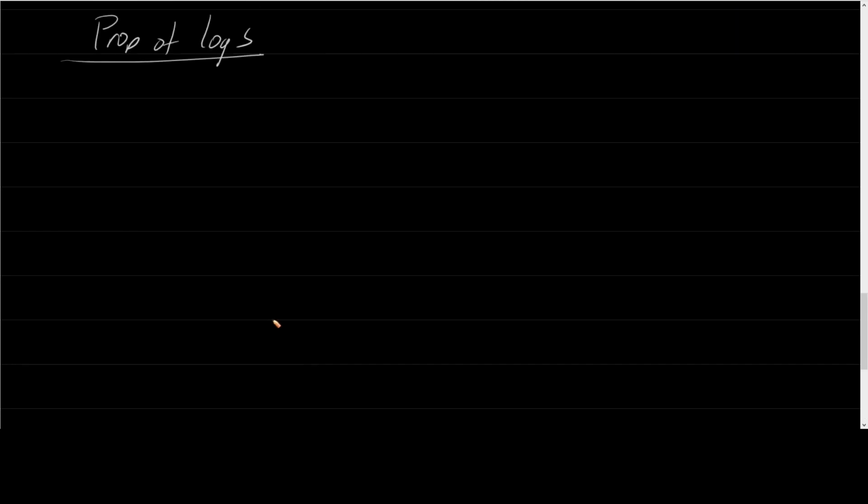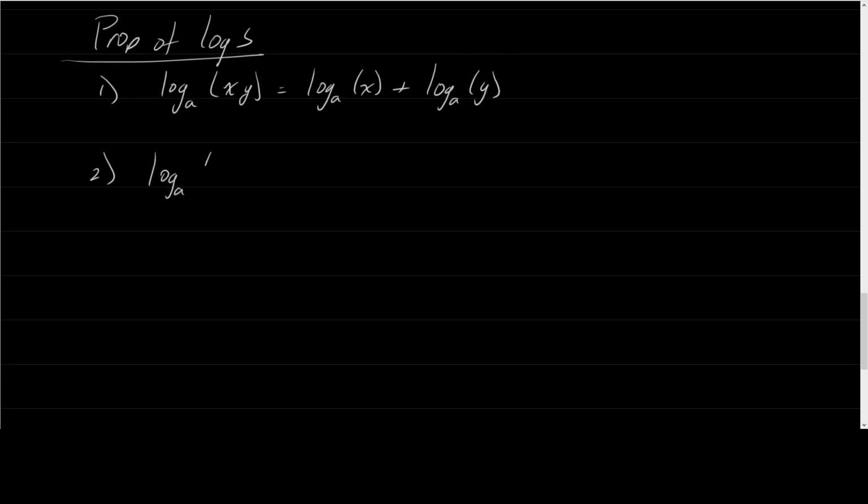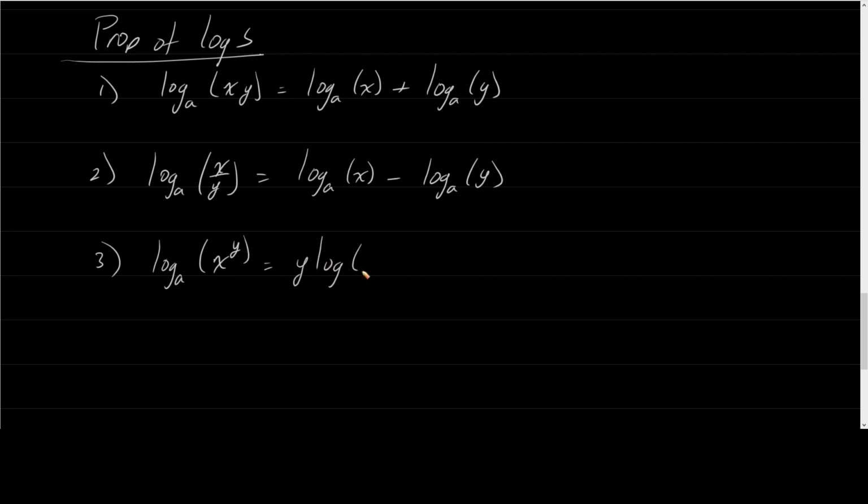Right? So properties of logarithms. We have a product rule where if I have log base a of xy, it's just log base a of x plus log base a of y. If I have log base a of x over y, that would be log base a of x minus log base a of y. And if I have log base a of x to the y, that would be y log base a of x.